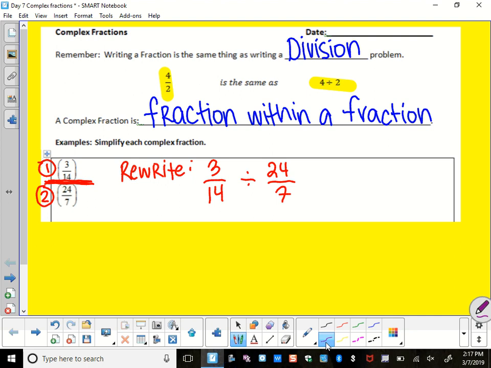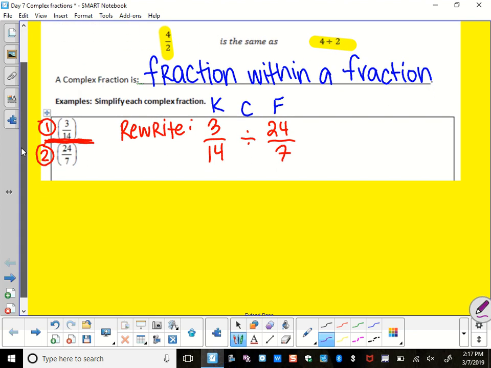Nope, you're thinking about something different. You're thinking about unlike denominators with our LCD. Think about those 3 letters, KCF. What do those stand for? Keep, change, flip. Yeah, keep, change, and flip. So, I always like to write it on top of whatever I'm doing, just so I don't forget. Alright, so keep, change, flip tells me exactly what I need to do.